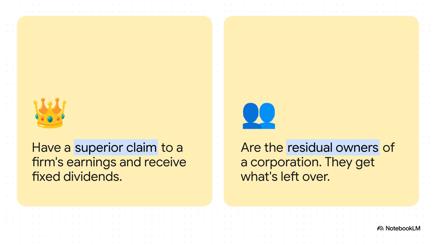Think of preferred shareholders as being first in line. They have a priority claim, they're promised a fixed dividend. The common shareholders, well, they're the ultimate owners. They get what's called the residual, basically whatever is left over after everyone else gets paid. And it's that leftover piece of the pie that basic EPS is all about measuring.